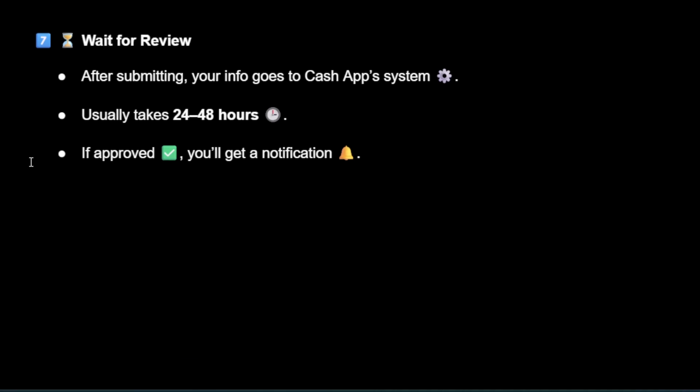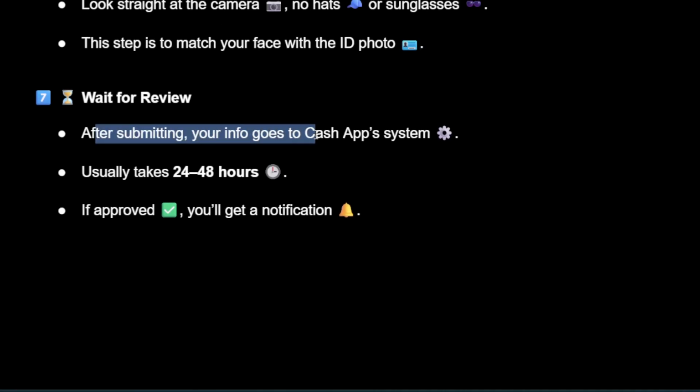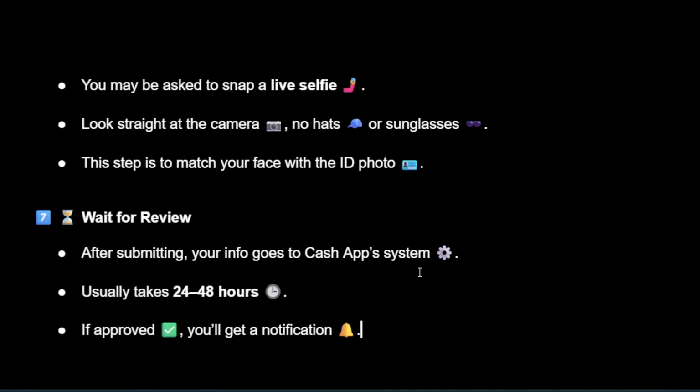And the last step will be waiting for a review. After submitting, your info goes into Cash App's system. It takes 24 to 48 hours to complete the verification, and if approved, you will get a notification.